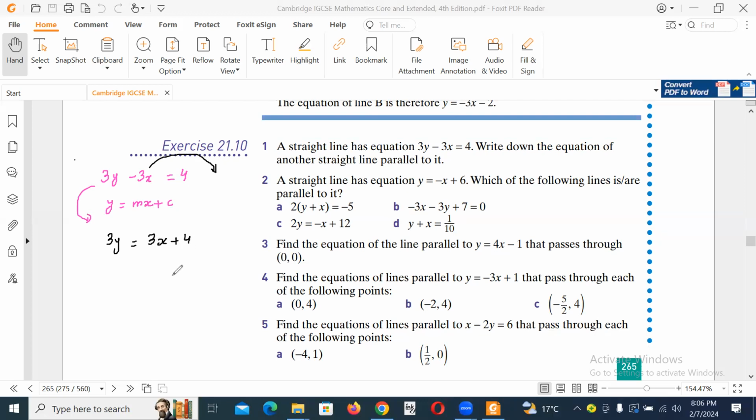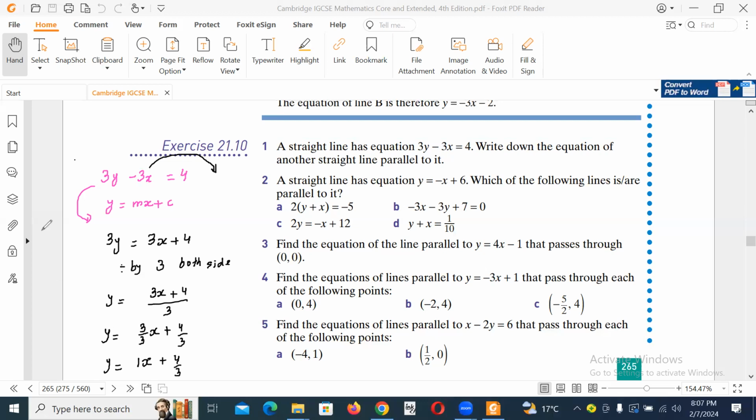One more step because we are looking only for y. Y must be the subject. So it means we have to divide both sides of the equation by 3. We can say that y is equal to 3x plus 4 over 3. But we are looking for the separate value. So this 3 is basically the LCM. We can say it is 3 over 3 x plus 4 over 3, or y is equal to 1x plus 4 over 3.